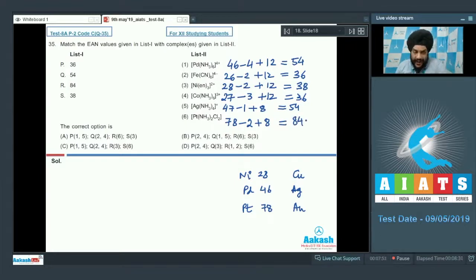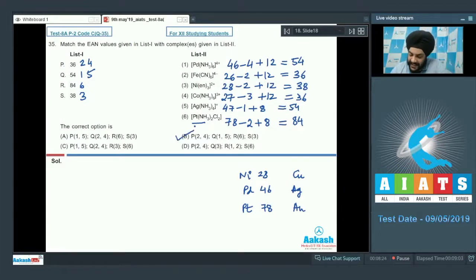If you look at the entries given in list 1 now, 36 will be matched with options 2 and 4. 54 will be matched with options 1 and 5. 84 will be matched with the 6th option, whereas 38 will be matched with the 3rd option. So we now have the correct match for this question. If you look at the options given to us, we can clearly see that the correct answer to question number 35 is option B. So we have to mark option B as the correct answer to this question.